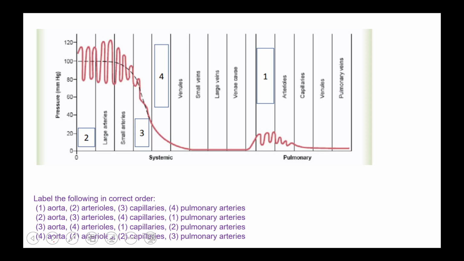If we see these, this is the blood pressure in different blood vessels. The second labeling shows the highest blood pressure. Which is it? Skin? No. It is from the left ventricle when the blood is pumped. It pumps into the aorta. So the second one is the aorta.